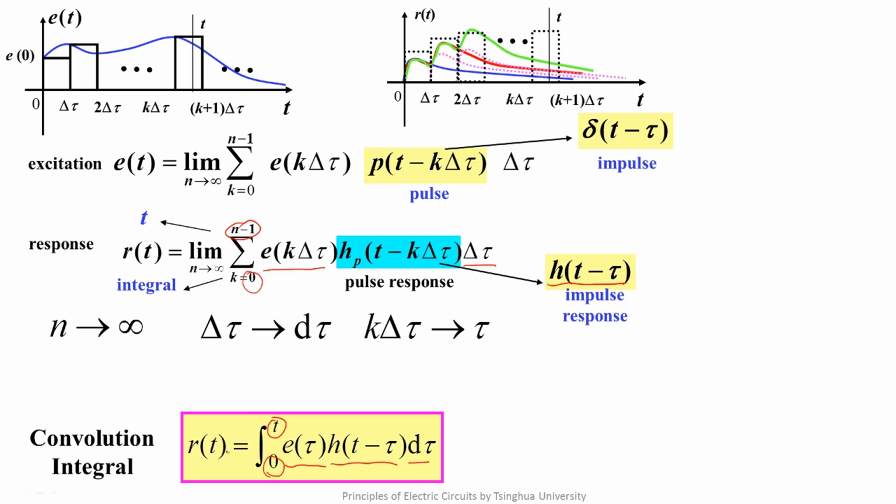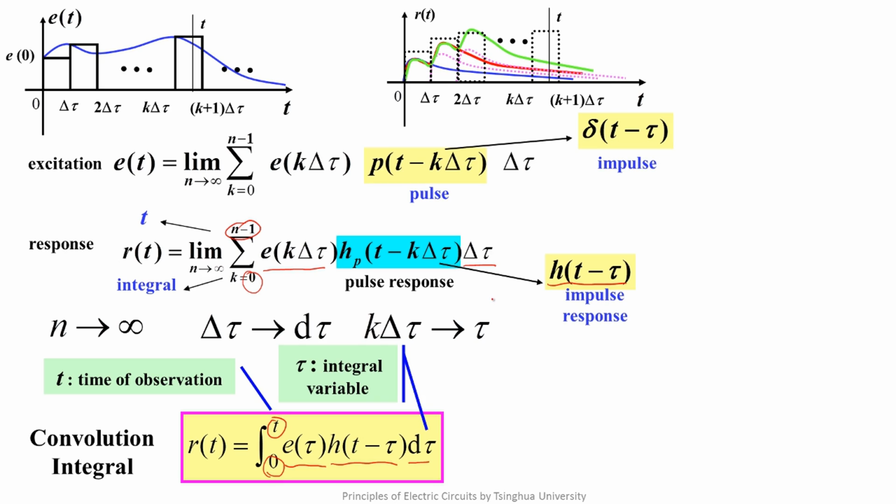You can find r(t) is the limit of the sum of the responses when n tends to infinity. We need to point out that this expression includes tau and t. The tau is the integral variable, and the t is the time of the observation. In other words, the final expression of this integral is a function of time t. This expression is called the convolution integral of e and h, expressed in the form of e star h.